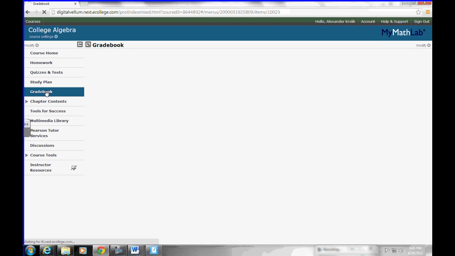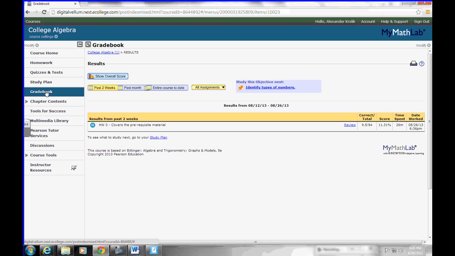Now, gradebook, it will keep track of how you're doing. I will be slowly moving these grades into your Canvas gradebook, but you can check in both places. So right now I'm at 11% on the first assignment.